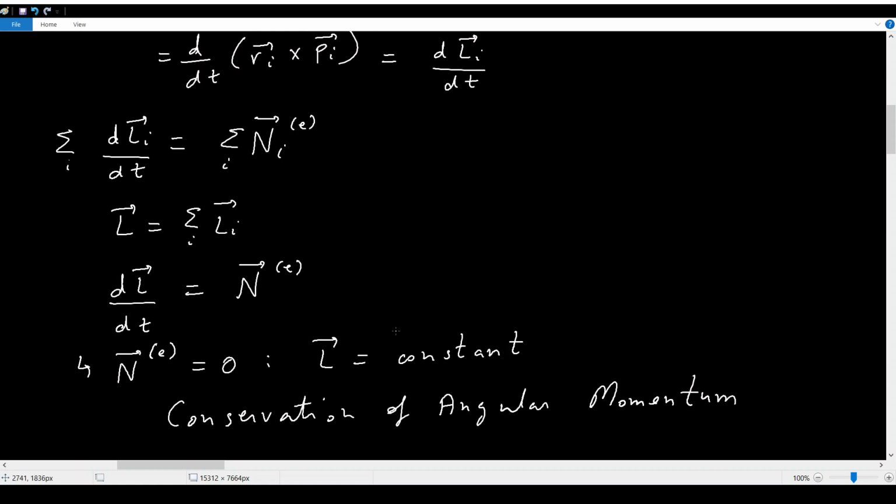Okay, so what we have done here is we have obtained the equation of motion for rotational motion for the system of particles, but we have not yet written the angular momentum in terms of the center of mass, which we did for the linear momentum. So let us now do that.